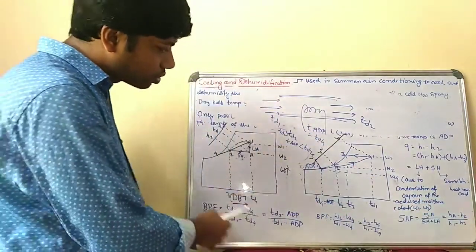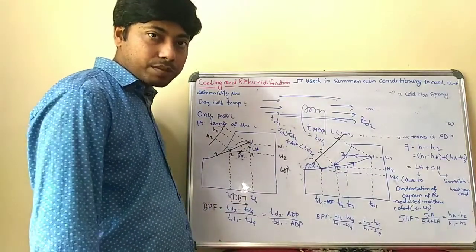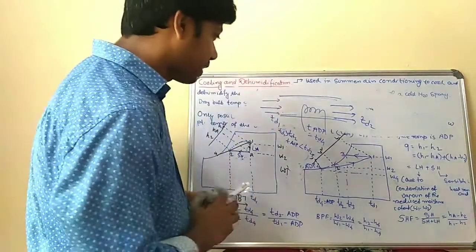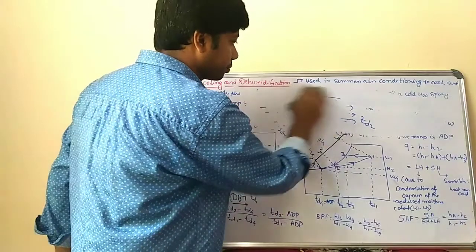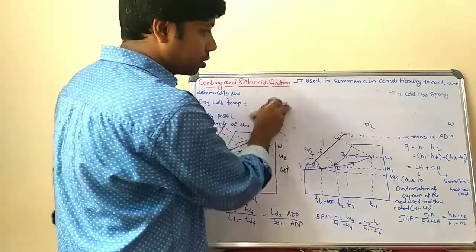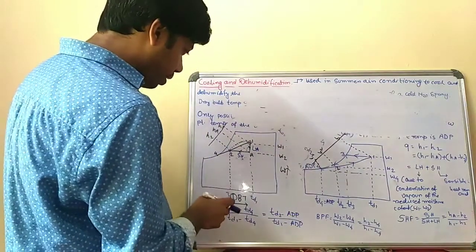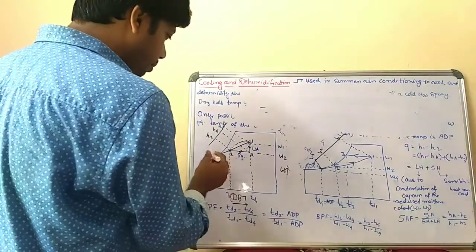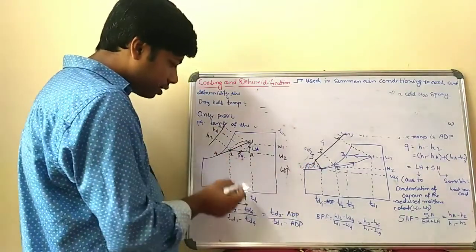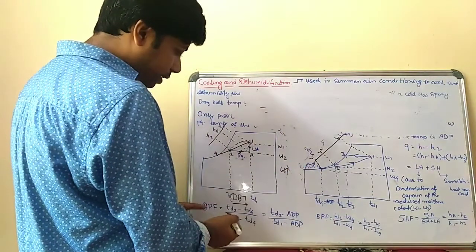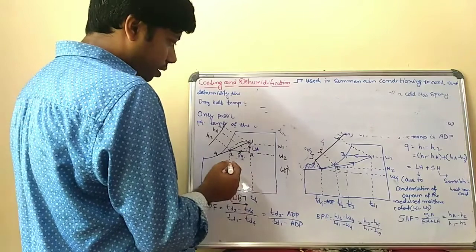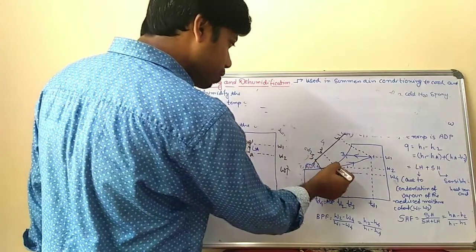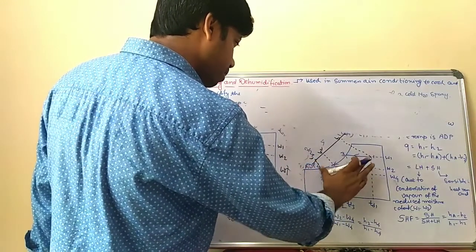Okay, now for this process, there is a bypass factor. As you know, there is a bypass factor. Now what is the bypass factor for this process? So this is the point, and this is the point, this is the 4 point. Now the bypass factor is TD2 minus TD4 divided by TD1 minus TD4.